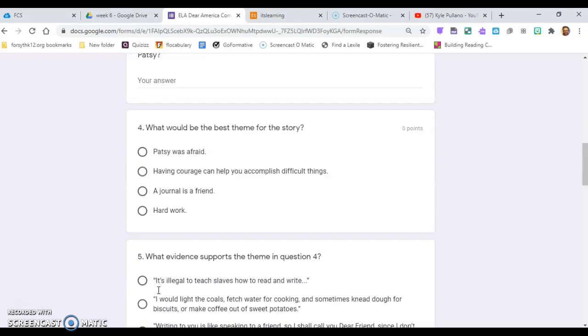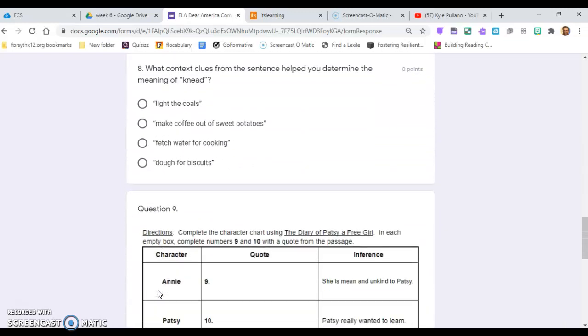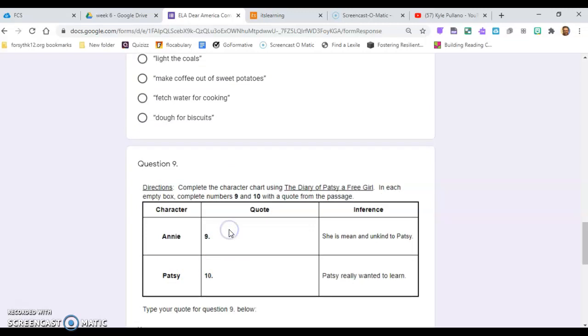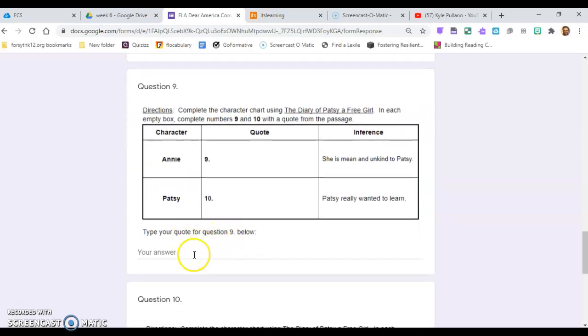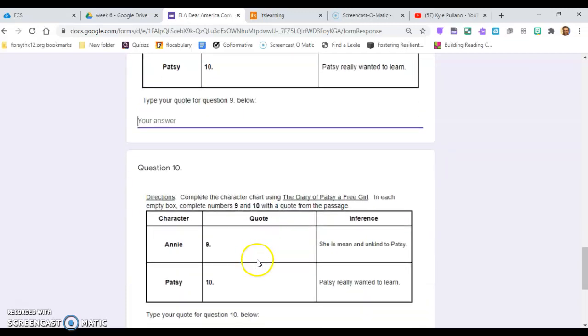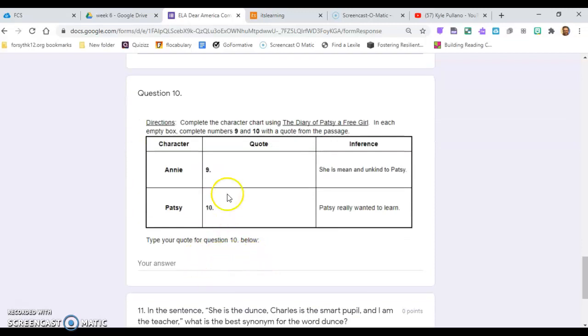Do Control C, bring it down, and instead of putting it right here, you can't click here, you actually put your answer to question 9 right here. What is a sentence from the text that shows evidence that Annie is mean and unkind? Then question 10, you actually answer right here. What is a sentence from the text that shows that Patsy really wants to learn? What in the text shows you that she really wants to learn? What's some evidence? And you would type that there.